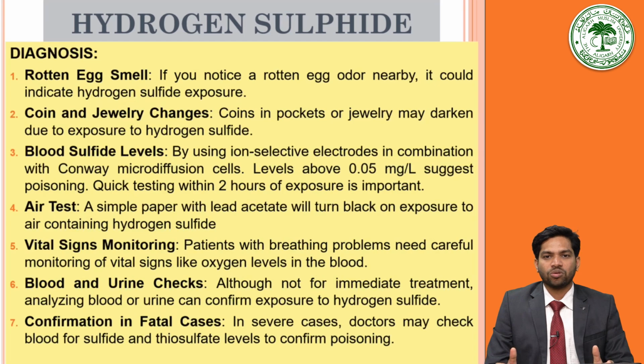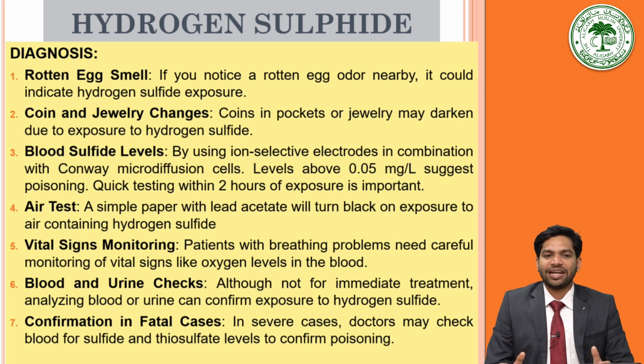Then, to make the diagnosis of hydrogen sulfide, we have to look for certain features. The rotten egg smell is an important finding seen in case of hydrogen sulfide poisoning. If you notice a rotten egg odor nearby, it could indicate hydrogen sulfide poisoning. Coins and jewelry change their color. If you have coins and jewelry in your pocket, they may darken due to the exposure to hydrogen sulfide.